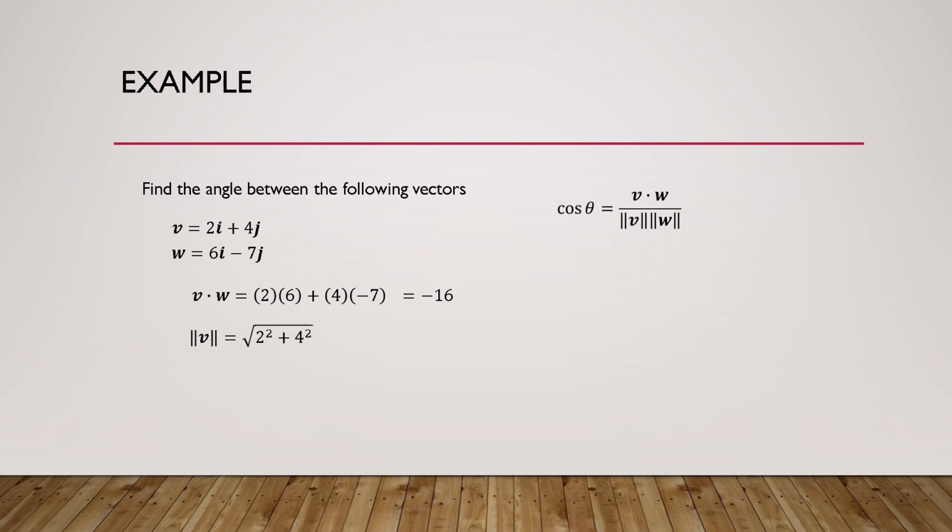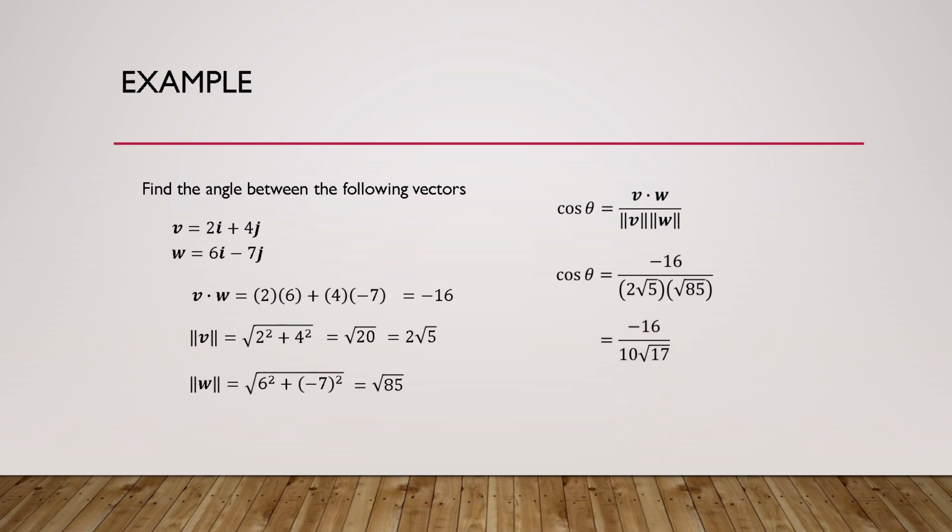The magnitude of v equals the square root of 2 squared plus 4 squared equals the square root of 20 and simplifies to 2 times the square root of 5. The magnitude of w equals the square root of 6 squared plus negative 7 squared, which equals the square root of 85. We then fill in these numbers to get negative 16 over 2 times the square root of 5 times the square root of 85. This simplifies to negative 16 over 10 times the square root of 17. To find theta, we take the arc cosine, which calculates to approximately 1.97 radians, or approximately 112.83 degrees.